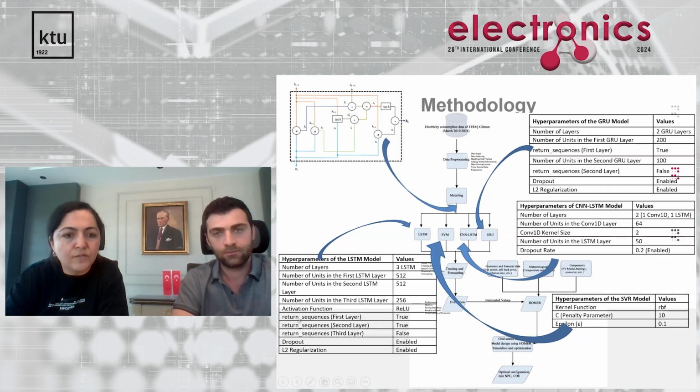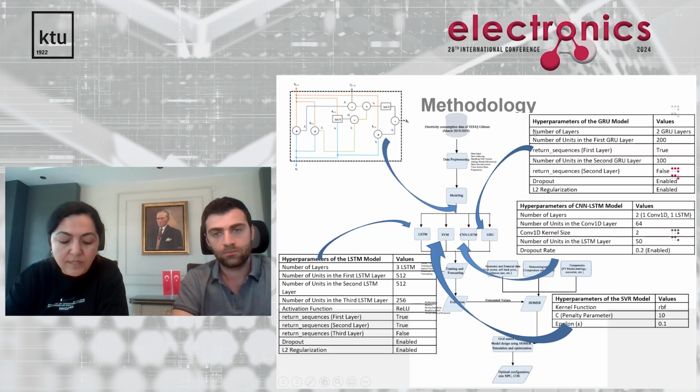The first 2 layers have return sequences true. The last layer has return sequences false, and dropout and L2 regularization are enabled in the LSTM model.